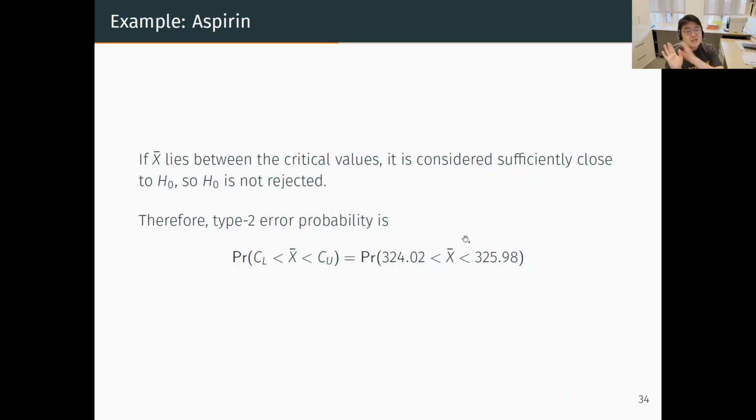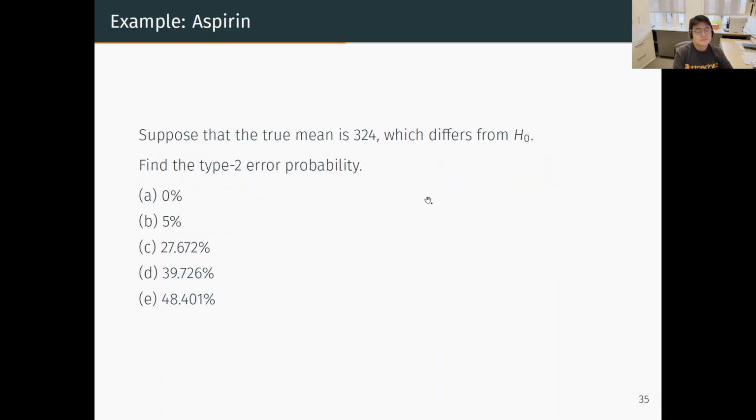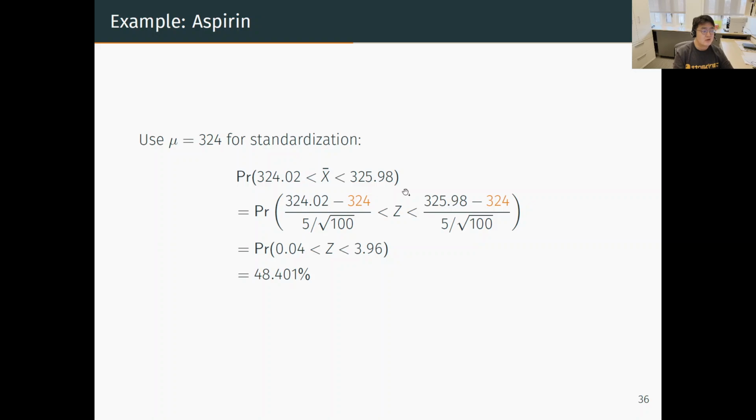You will need to standardize the numbers and then use a standard normal calculator. Okay? Okay, so let me show you the answer.